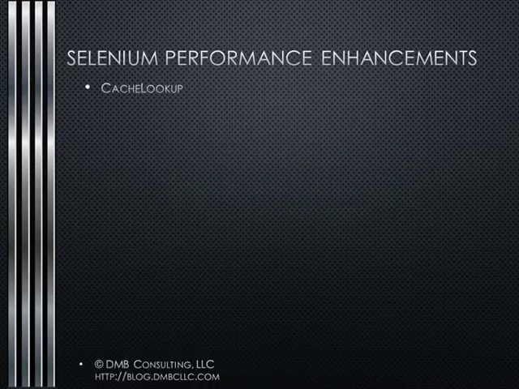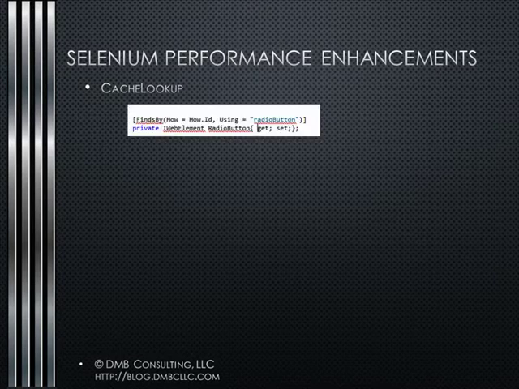The cache lookup attribute, or annotation if you're using Java. This is probably the most obvious place for improvement. Assuming you are using the page model pattern in your testing, your page model should have properties that already look something like an attribute with FindsBy over the property. What you may not know is that the way this works is that every time you access the property named radio button, it will look up the location of the radio button.